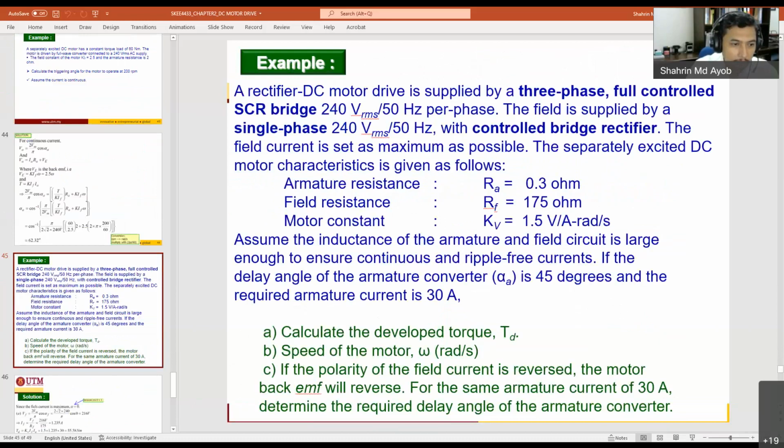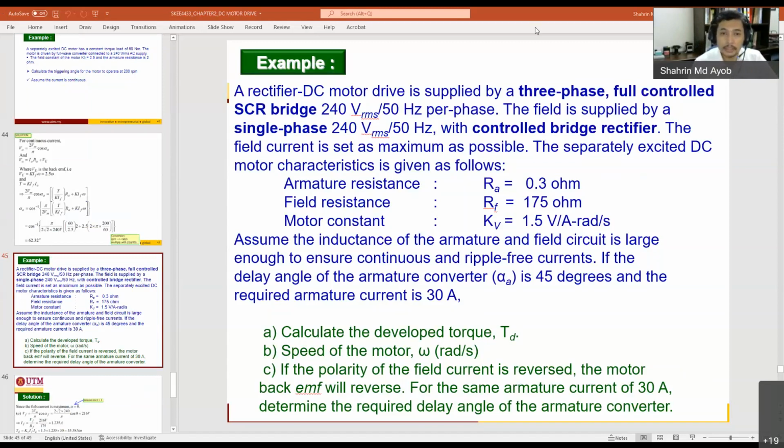But first of all, I want to turn on my whiteboard. So an example. This one came from your previous final exam. A rectifier DC motor is supplied by a three-phase full control SCR, 240 volt RMS, 50 Hz per phase. The field is supplied by a single phase.